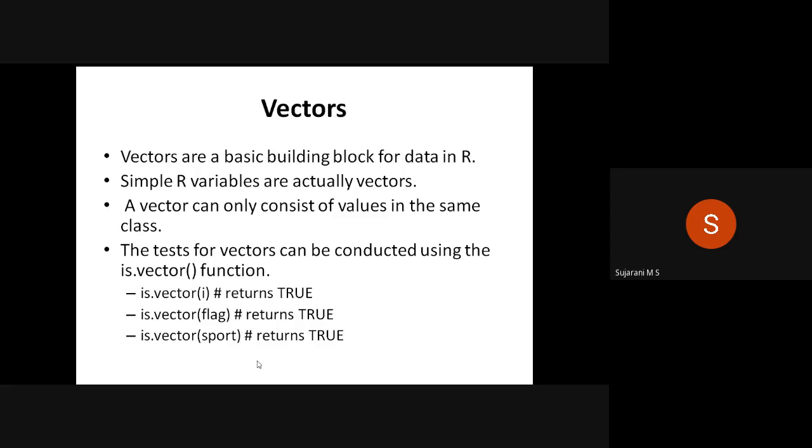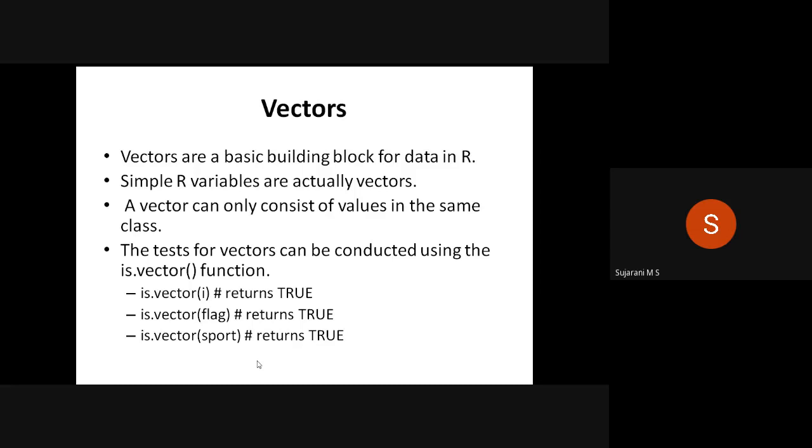Okay, today's session deals with vectors. Vectors are the basic building blocks for data in R. It is the simplest R variable. Actually, all R variables are vectors. A vector can only consist of values of the same class. Okay, that is an important point. A vector contains values of the same class.